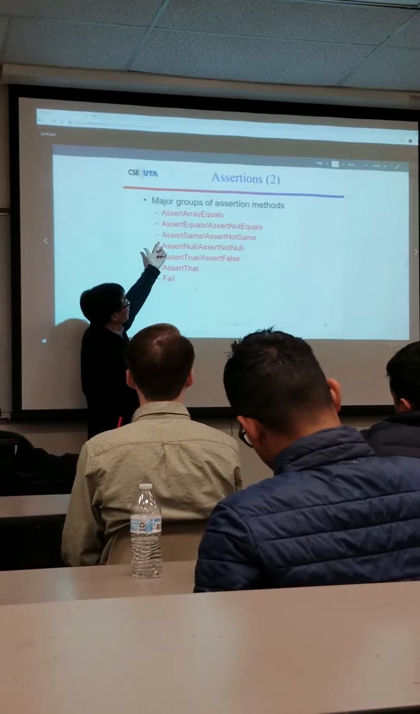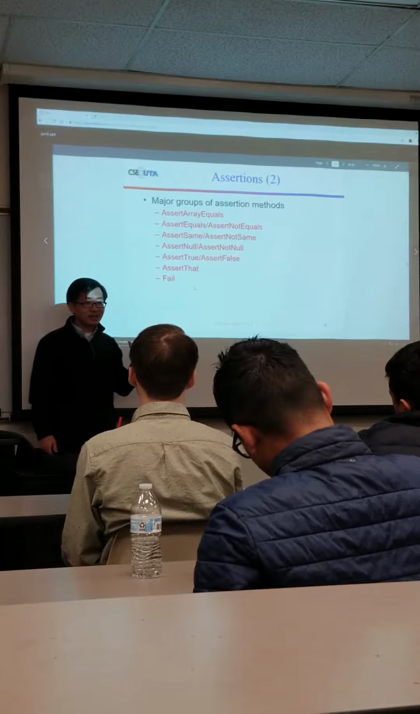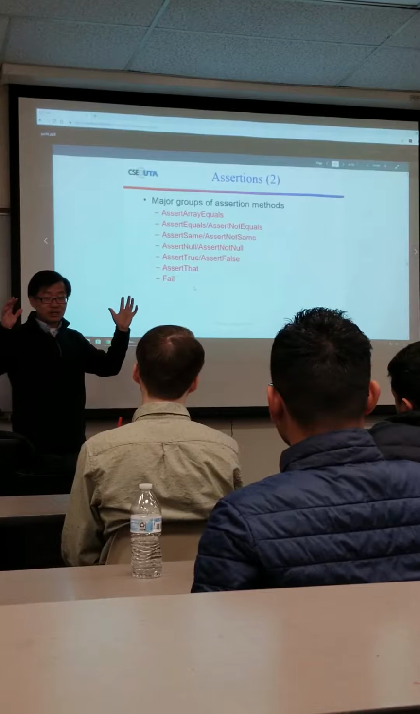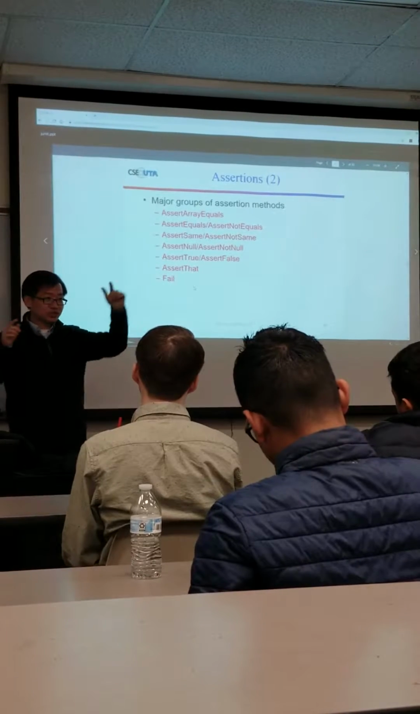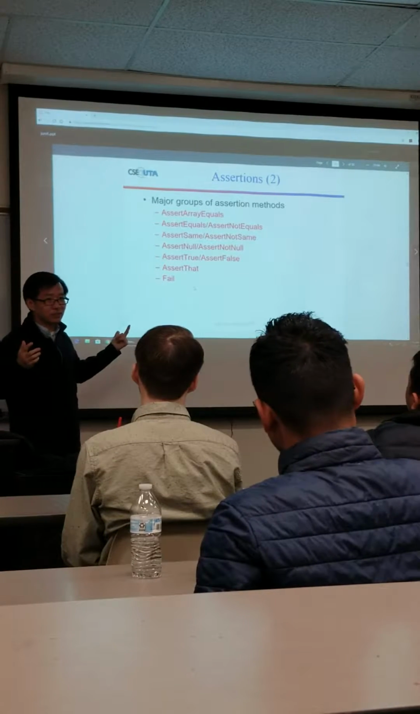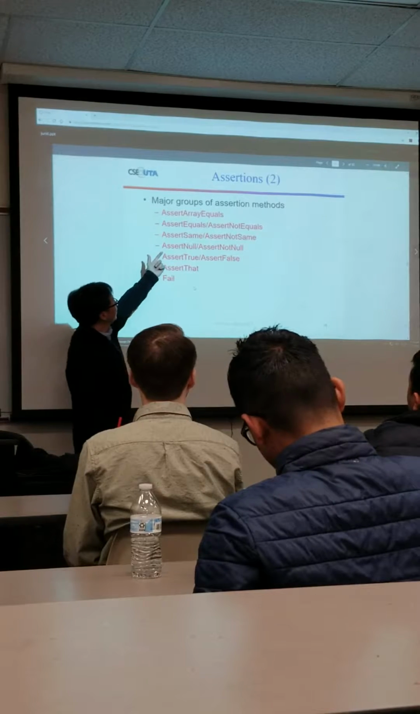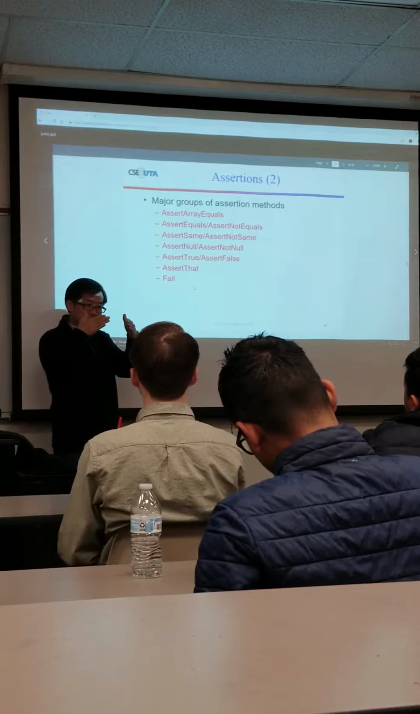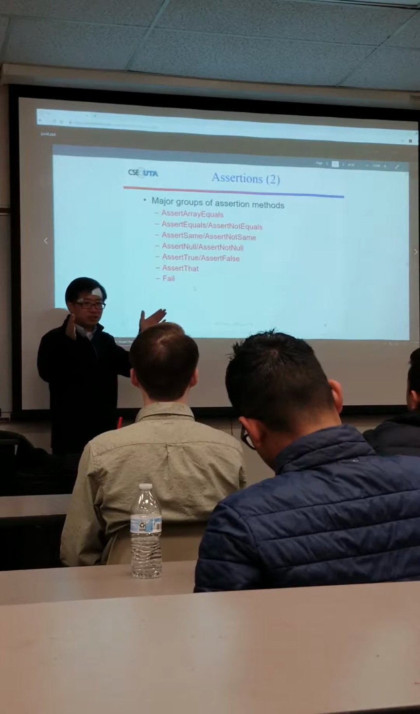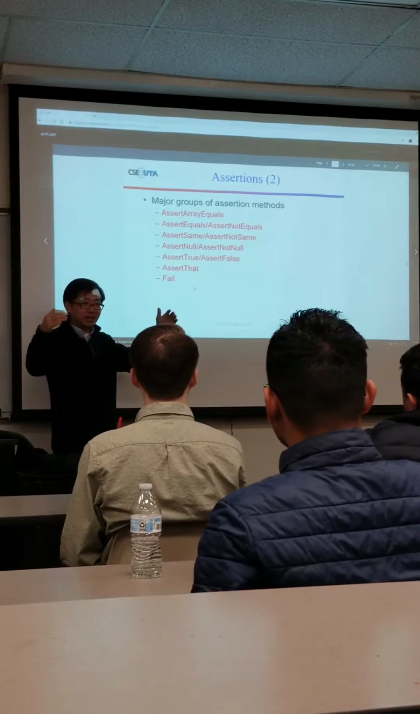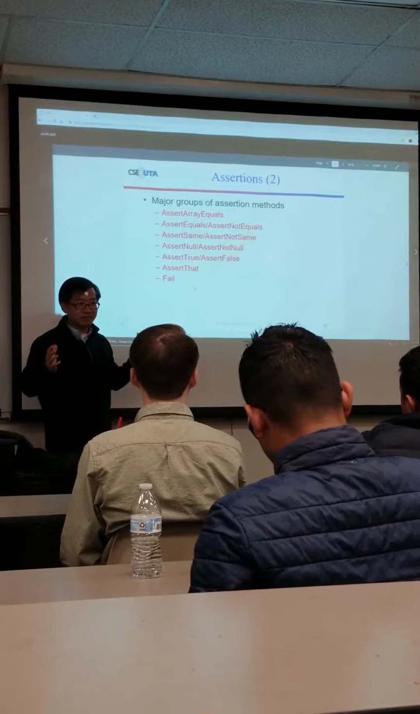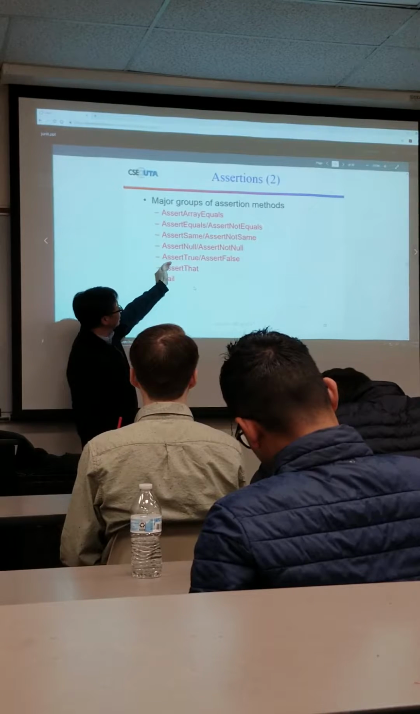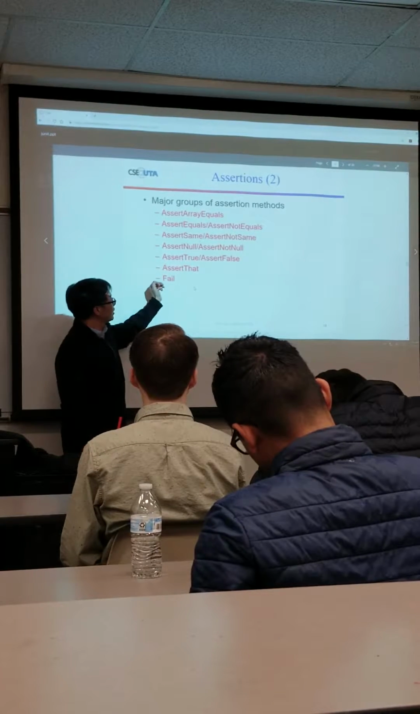Okay. assertEquals, assertNotEquals. You may say, well, why do I need both? I only need assertEquals. If not equals, I just negate, right? We're going to see why we want to do that. Okay. assertSame, assertNotSame. Remember, same means you point to the same object. Equals means you have two objects, but content-wise, they are the same. Okay? That's the difference.